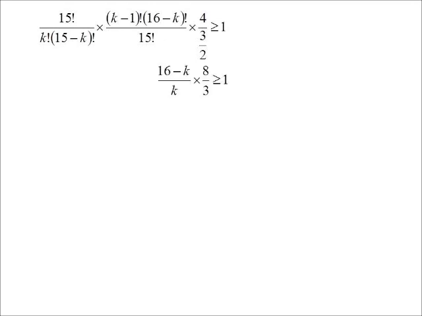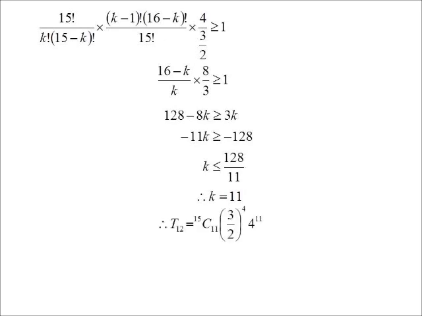Now the factorials, 15 cancels with the 15 factorial there. Again, k is bigger than k minus 1. So I'm left with k on the bottom. 16 minus k is bigger than 15 minus k. So 16 minus k will be on top. There's my inequation to solve. We're looking for the first number less than or equal to 128 on 11. So k would end up being 11 for this one.